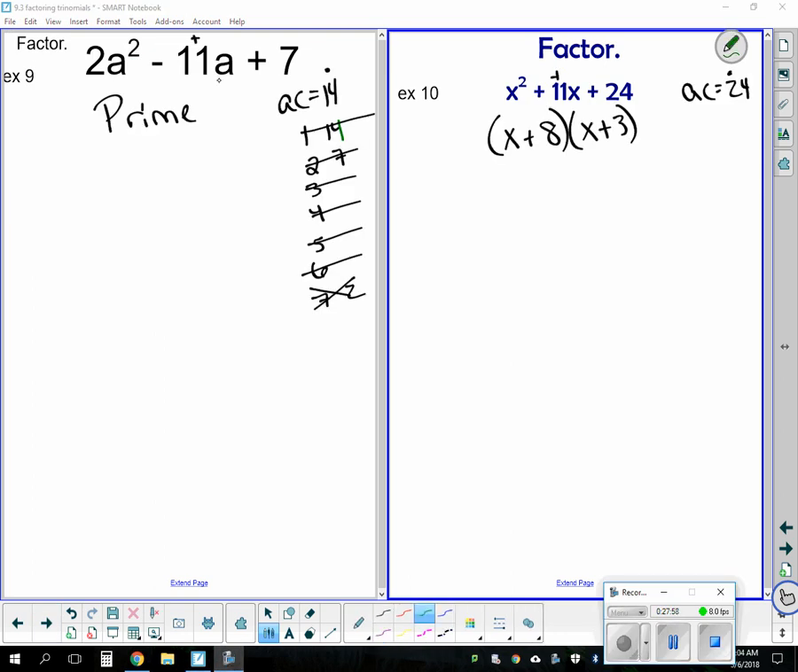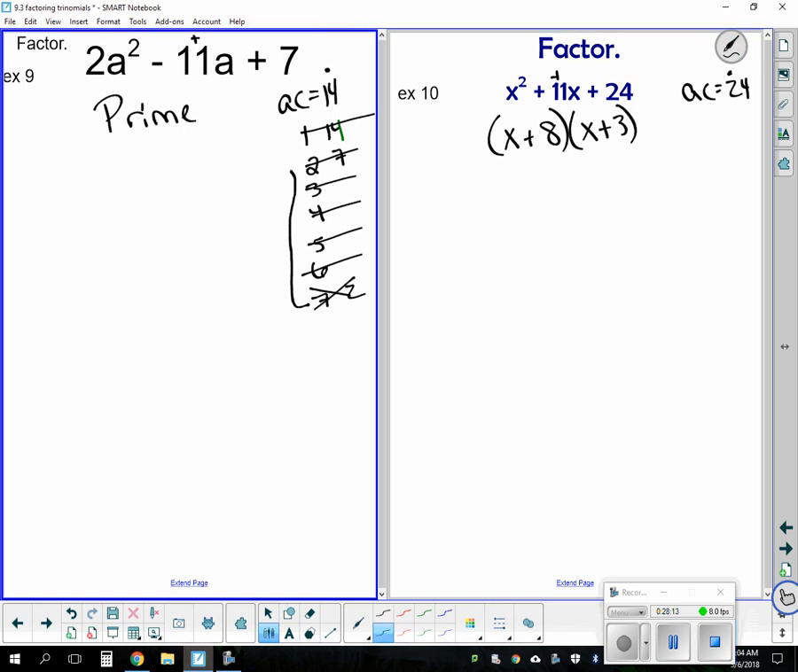Two tricky ones. First one's prime. How did I know that? Well, AC is 14. I went through all of my factors. 1 and 14 won't add to negative 11. 2 and 7 won't. 14 doesn't have a factor of 3 or 4 or 5 or 6. And 7 and 2 is just repeating what I already had done. So I'm done checking. There's nothing to be doing here. It is prime.